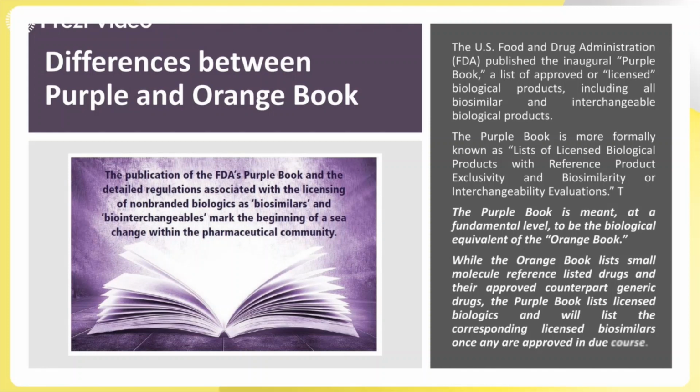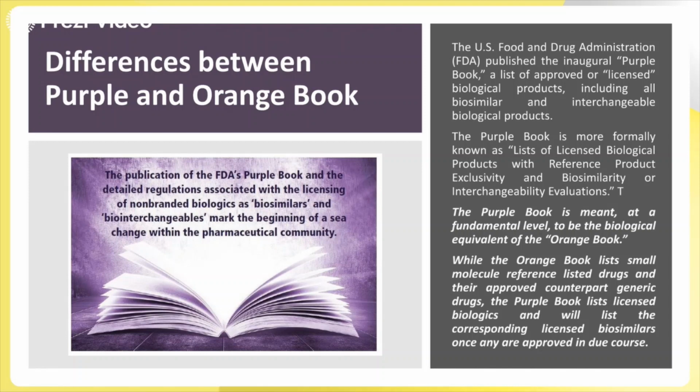So the Purple Book is more formally known as the list of licensed biological products with reference product exclusivity and biosimilarity or interchangeability evaluations. It is meant at a fundamental level to be the biological equivalent of the Orange Book. So the Orange Book contains all the generic products, whereas its biological equivalent, the Purple Book, contains the list of all the biological licensed products.